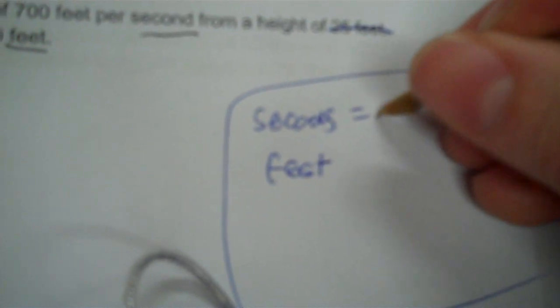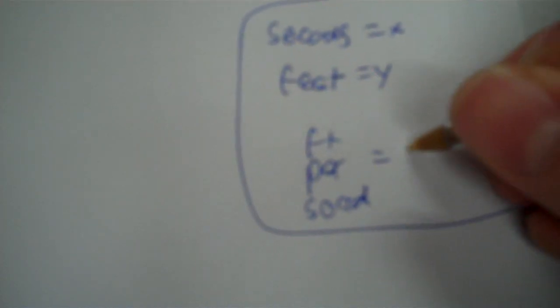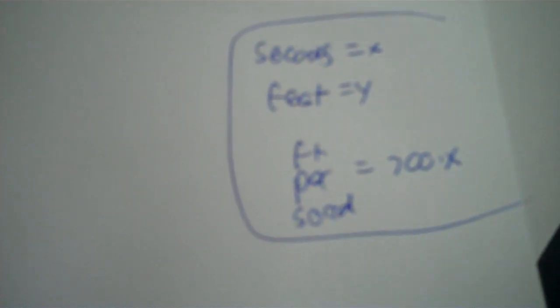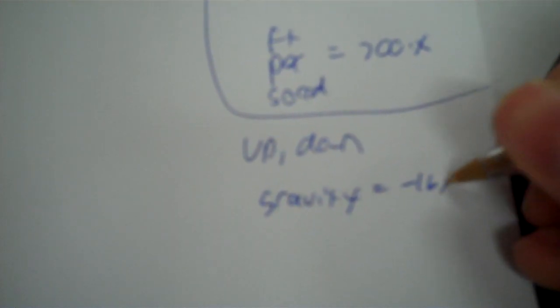So we're finding the seconds, so I know seconds is important, and I would put it with feet. So seconds is x, feet is y. So feet per second is 700. But what happens when something goes up? An object goes up, it comes down. So that's done by the force of gravity, which is negative 16x to the second.